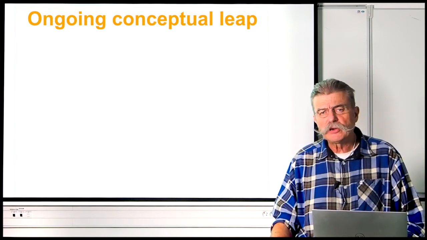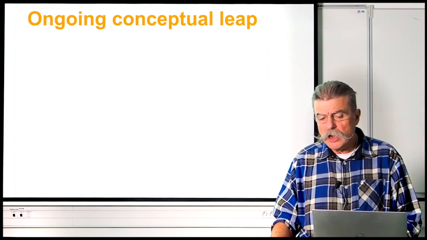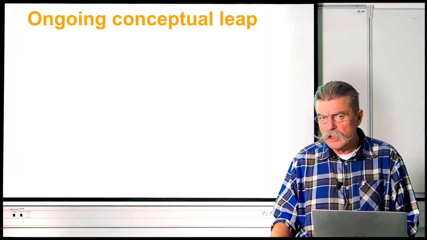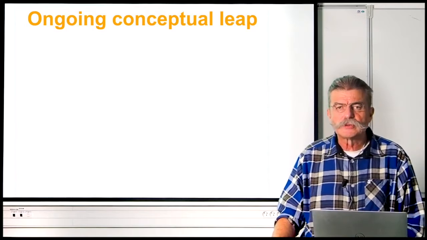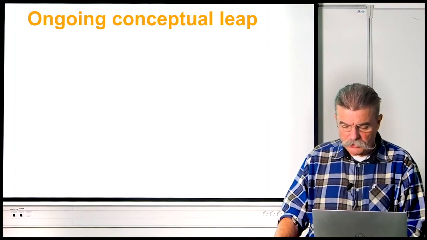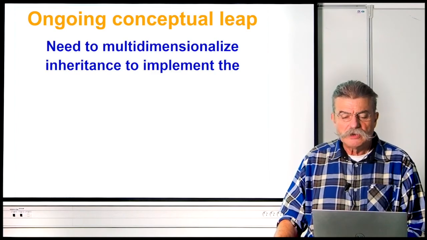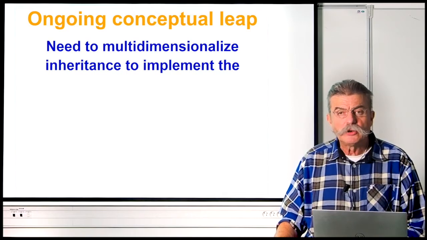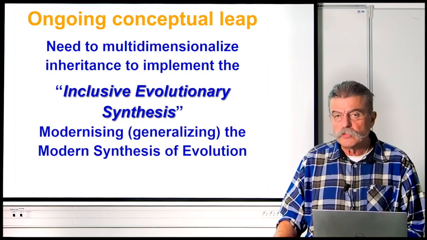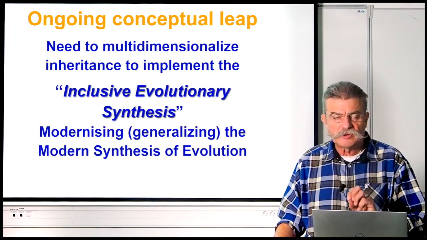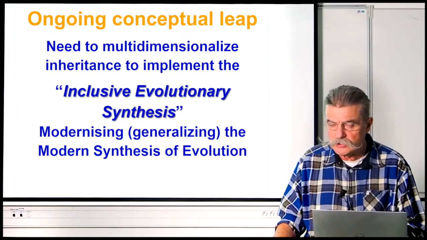I tend to compare it to the period in the 1940s and 1950s when they were cracking the genetic code. We are now cracking the non-genetic codes, epigenetic codes, cultural code, and a suite of other processes that are affecting parent-offspring resemblance. And we thus need to keep on multidimensionalizing inheritance to implement what I call the inclusive evolutionary synthesis, which is just a modernization, a generalization of the modern synthesis of evolution. It doesn't say that the modern synthesis of evolution is wrong. It just says that it is too specific. It has to be generalized.